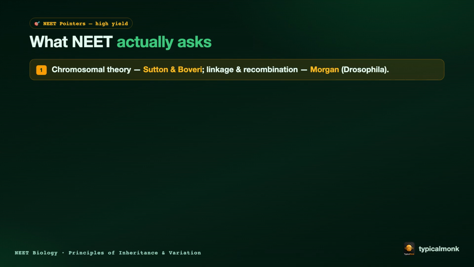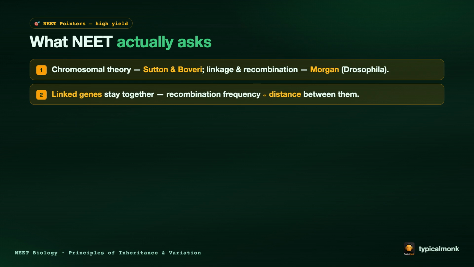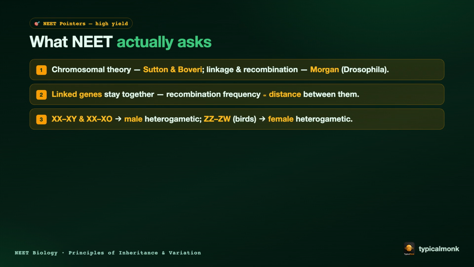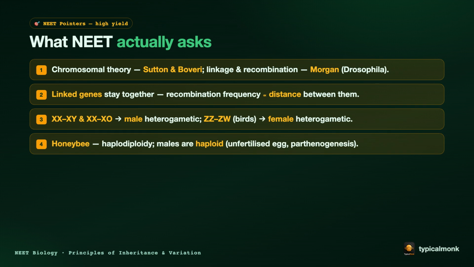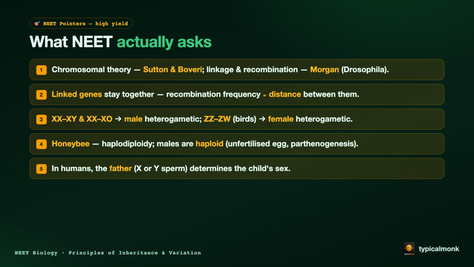Now, the high-yield pointers, the facts that NEET turns into questions. 1. Chromosomal theory, Sutton and Boveri, linkage and recombination, Morgan on Drosophila. 2. Linked genes stay together. Recombination frequency is proportional to the distance between them. 3. XY and XO: the male is heterogametic. ZZ-ZW, that is birds: the female is heterogametic. 4. The honeybee, haplodiploidy. The male is haploid, from an unfertilized egg, that is parthenogenesis. 5. In humans, the father, that is the X or Y sperm, determines the child's sex.